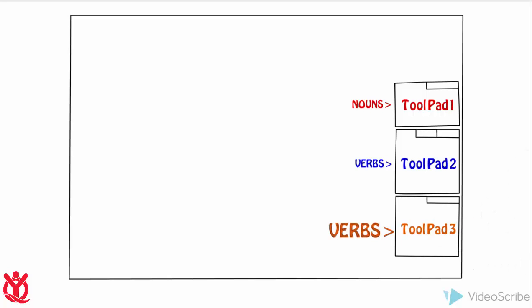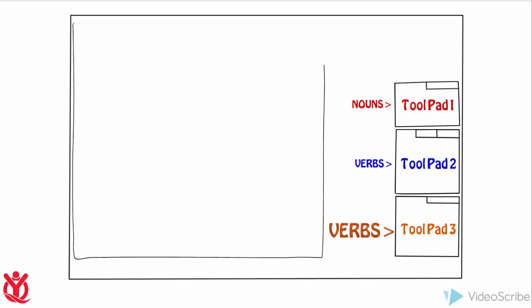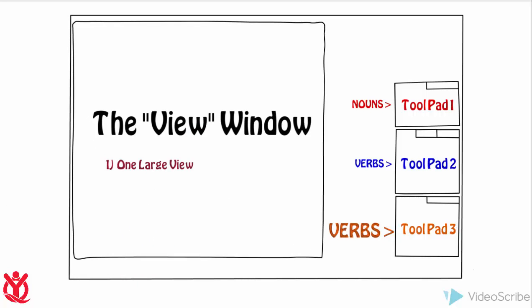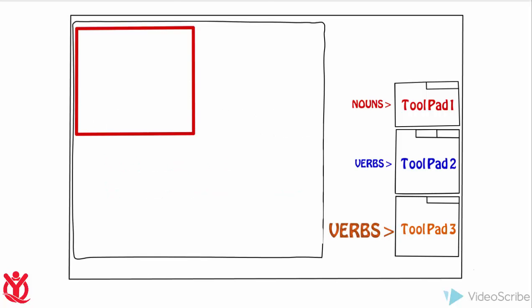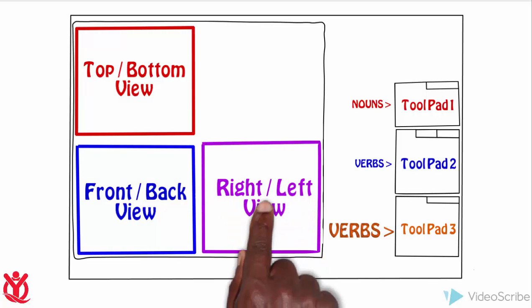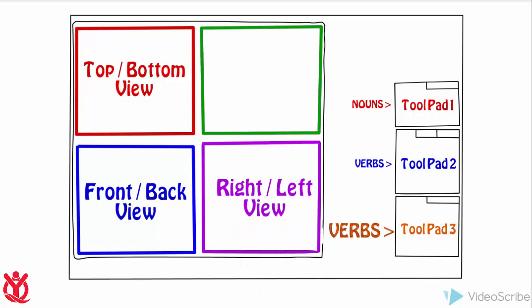We also need to be able to see our creations. We do this in the View window. We can choose to use one large View window, or it can be split into 4 smaller View windows. When split, the top left window shows the top or bottom view. The bottom left window shows the front or back view. The bottom right window shows the right or left view. And the top right window shows the very important 3D view.